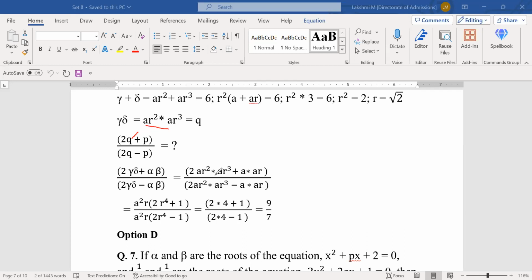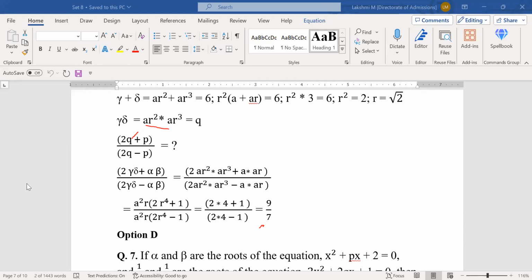2 into AR square into AR cube plus A·AR, divided by 2 into AR square into AR cube minus A·AR. So from these terms, you can take A square R outside. So A square R into (2R^4 + 1) by (2R^4 - 1). What is actually R? R is actually root 2. So R raised to 4 will be 4 only. So (2 into 4 plus 1) by (2 into 4 minus 1). It's 9 by 7. That's option D.